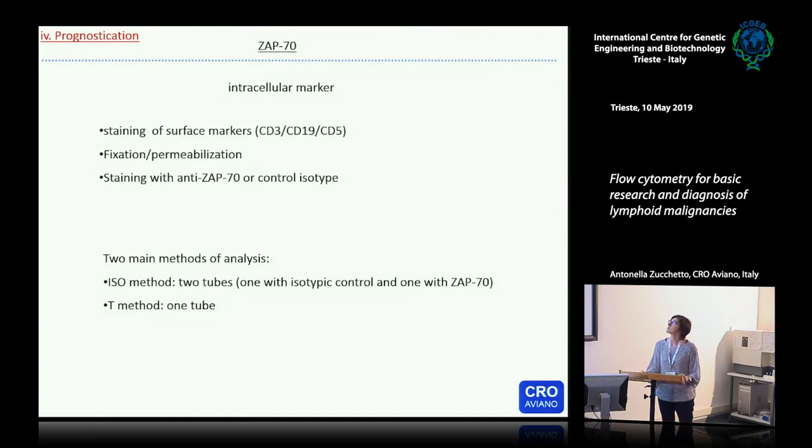So ZAP70 is an intracellular marker, so you need a staining with surface markers to discriminate B cells, in this case chronic lymphocytic leukemia cells, CD19, CD5 positive, and T cells, CD3 positive. Then you need to fix and permeabilize the sample and stain with an anti-ZAP70 or control isotype. There are two methods for the analysis. One is the so-called ISO method that uses two tubes, one with the isotypic control and one with ZAP70, and the T method that uses only one tube, the second one, of course.